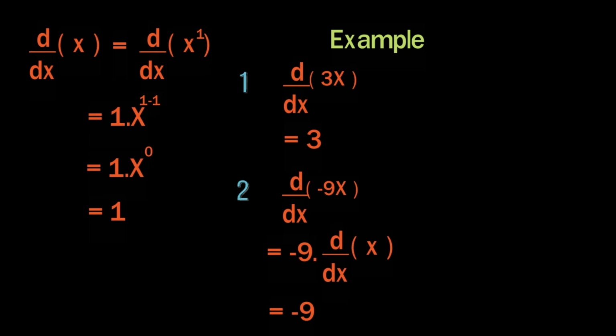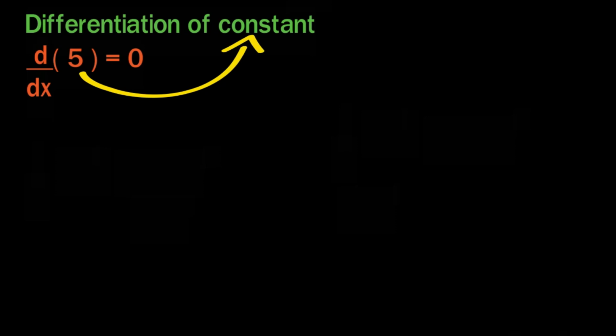So let's try some more examples. Let's say we have differentiation of a constant, so we will always get 0. So remember that when we differentiate any constant number, we will always get 0. So let's try other examples.